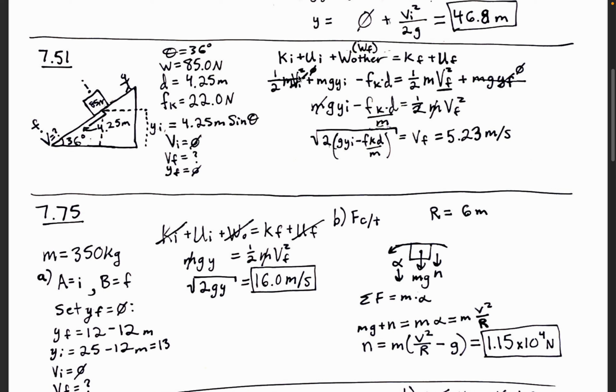Okay, so we know that the initial velocity is 0, so we can cross this whole part out, the initial kinetic energy. The initial potential energy, we just write it as mgy initial, of course. Work other, remember that work is the force times the displacement, or the distance.